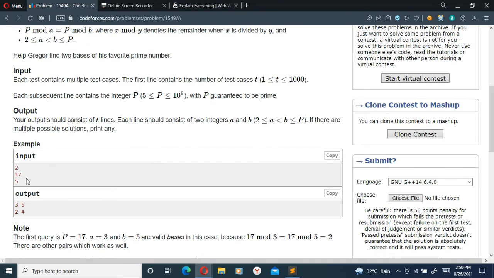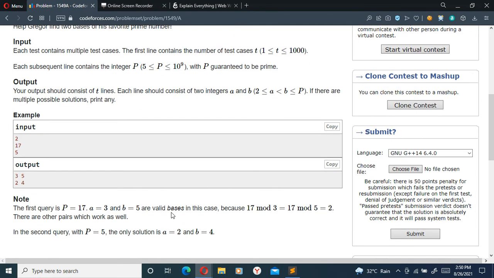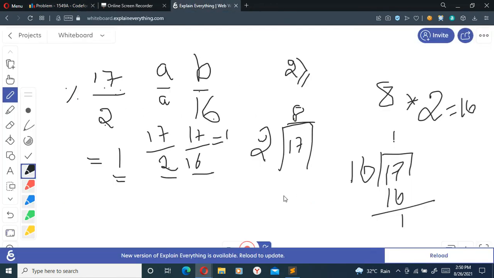And here the values are given as 3 and 5, but in the question it is stated that there can be multiple possible solutions, and they have taken the values of a and b as 3 and 5, which is also correct, and this will also be accepted. So let's get to the code.